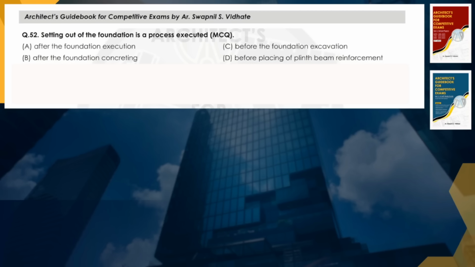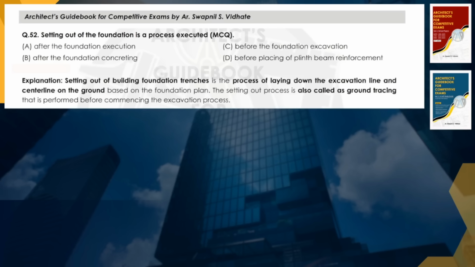Question 52, setting out of the foundation is a process executed at which of these stages? Option A says after the foundation execution. B says after the foundation concreting. C, before the foundation excavation. And D, before placing of plain beam reinforcement. Now, very easy question. I think most of you must be aware of this, that setting out of building foundation trenches is the process of laying down the excavation line and center line on the ground.